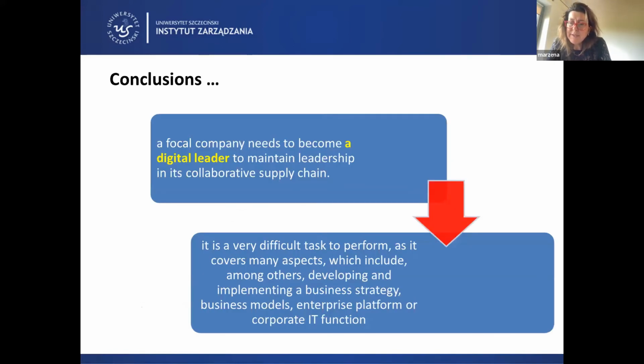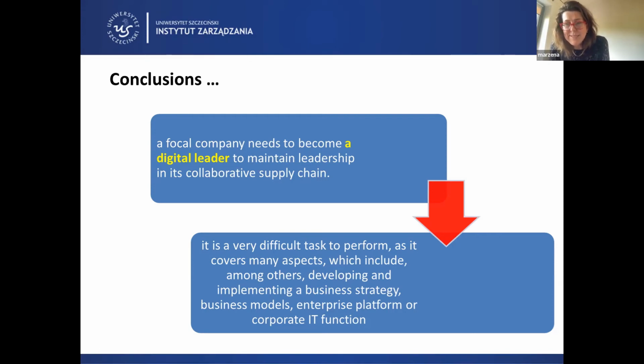Yeah, this is a very difficult situation, especially for the focal companies. Because if the focal company wants to dominate the other partners, this company should have digital competences. So this is very demanding, and this is very difficult, as you already know. This is not always the case.